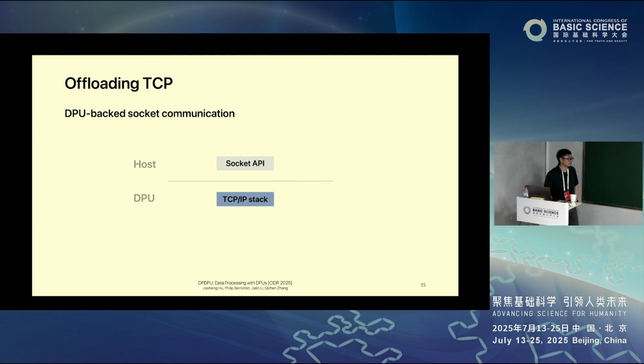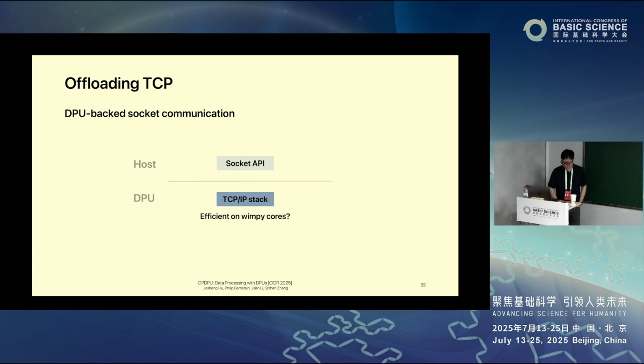So the idea here is that we want to provide a socket API. Socket is basically the interface. POSIX socket is the interface for programming the network in Linux. And we want to offload the TCP/IP stack to the DPU, which is the most CPU intensive part.